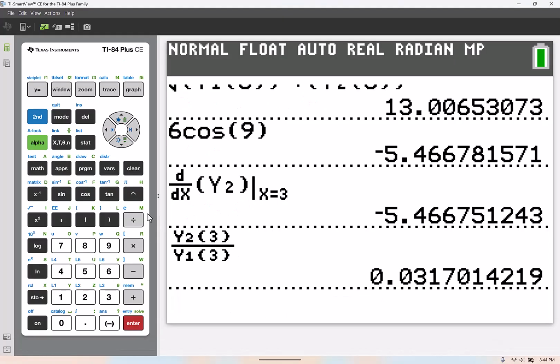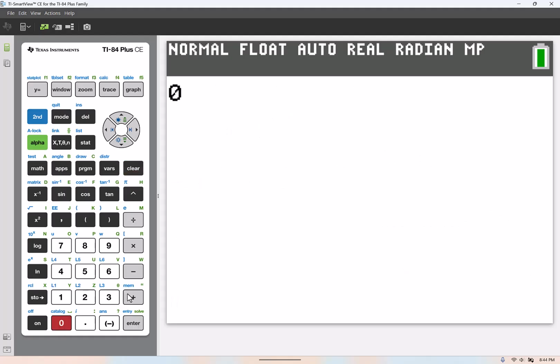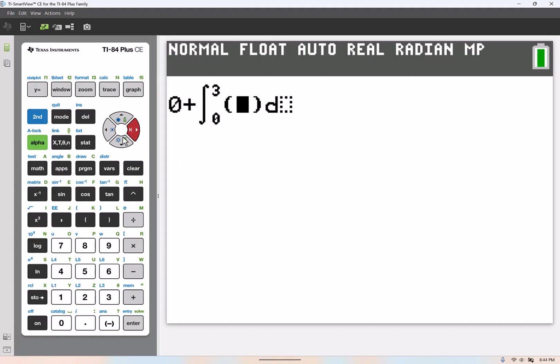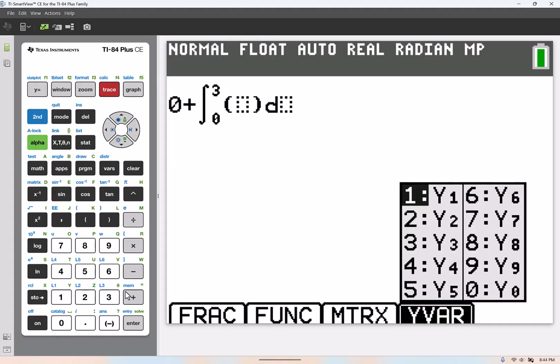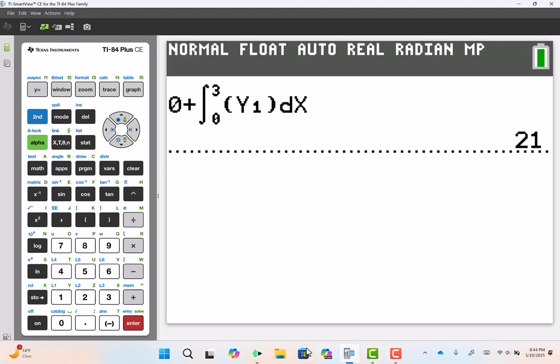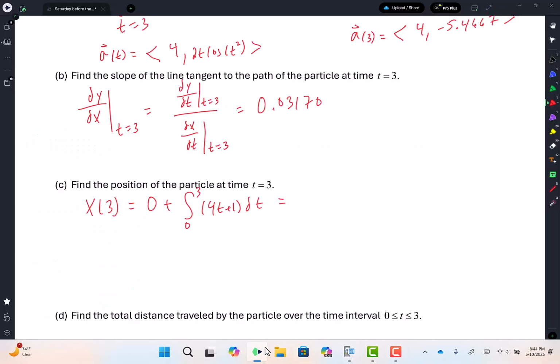And since I have 0 there, I'm just going to go 0 plus math 9. I saw that it was a linear line, so we can probably do it real quick with just geometry, right? But I'm just going to type it in like this. Alpha trace y1, put an x in there, push enter. 21. So that equals 21.